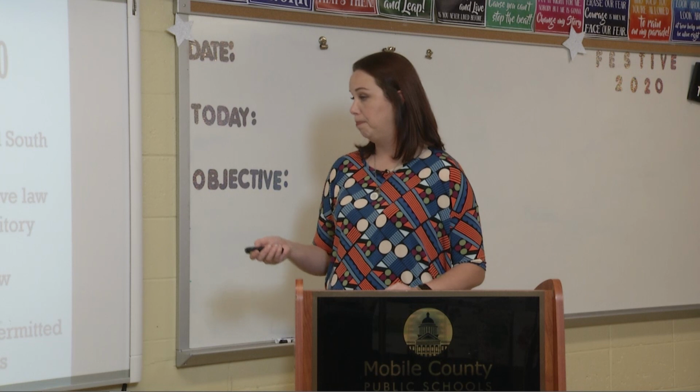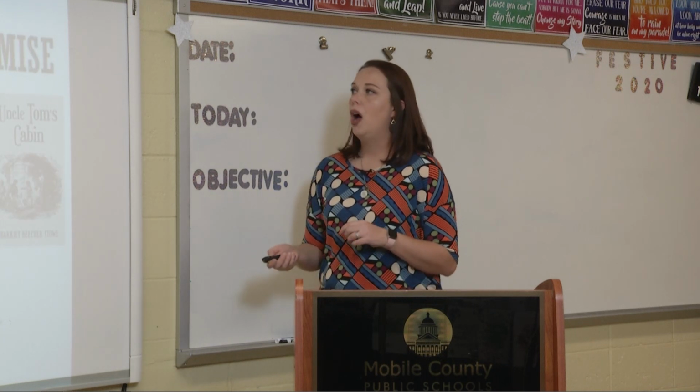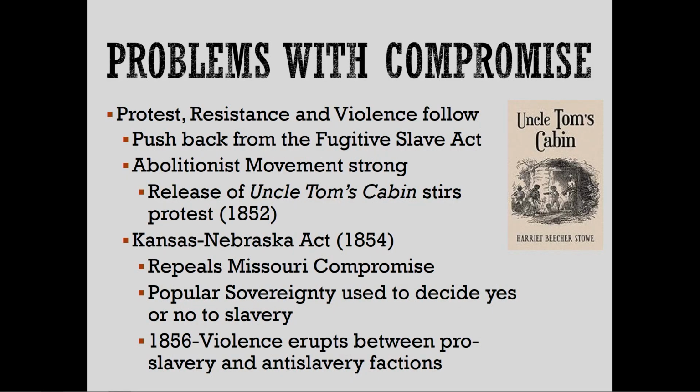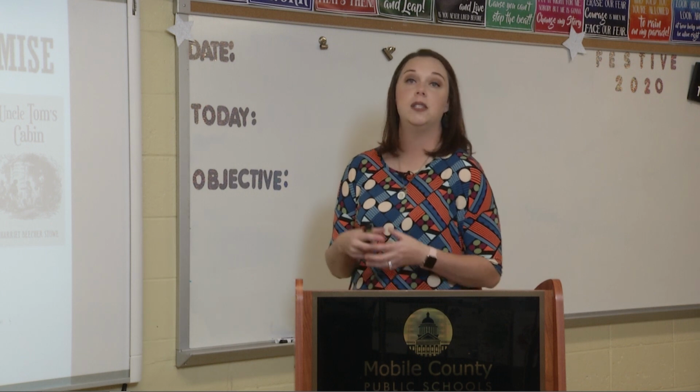Now, some of the problems with this compromise: a lot of people thought that once the compromise was signed, everything was done, and we were finally going to have some resolution to the slavery issue in the United States. But we're going to see a lot of protest, violence and resistance following the passage of the Compromise of 1850. And one of the biggest things that we're going to see is the pushback from the Fugitive Slave Acts. You have to remember, by the time we get to the early 1850s, the abolitionist movement, the movement to end slavery, is booming in the United States, especially in the North.